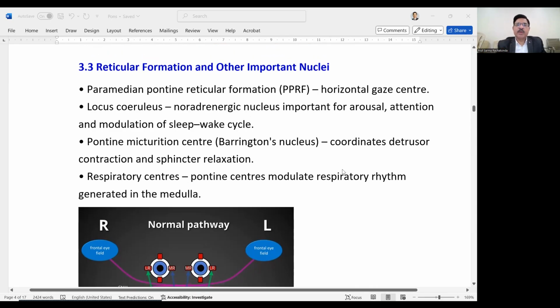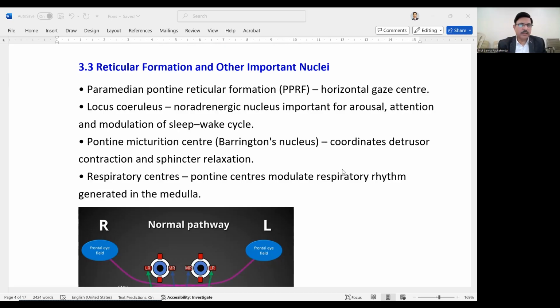Now you tell me, what are the important functions of the reticular formation of the pons? PPRF, paramedian pontine reticular formation, for horizontal gaze. Locus coeruleus for the noradrenergic drive. What does it do? Arousal, attention, modulation of sleep-wake cycle. Okay. Then you have the micturition center and the respiratory control center. These are the four important things in the reticular formation of the pons.